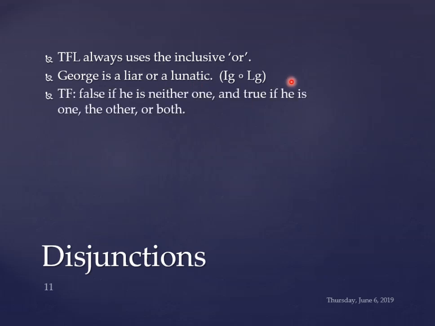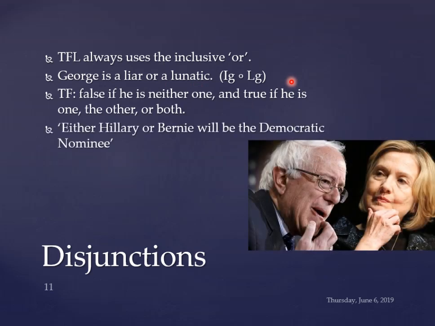Now it's truth functional because if he's neither a liar nor a lunatic, then the statement is just false. And it's true if he's one or the other or both. Now what do we do with our exclusive or? What happens if we want to translate this? Well, we can actually make use of some of the other components we've already looked at. We can make use of the conjunction and the negation sign.